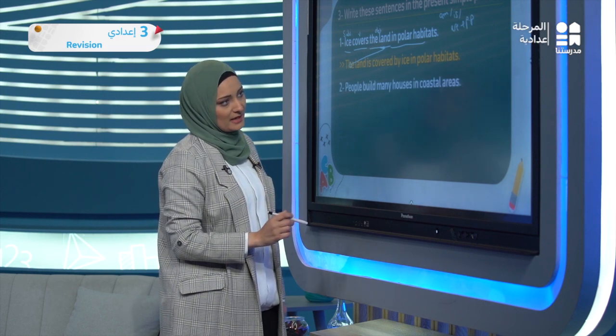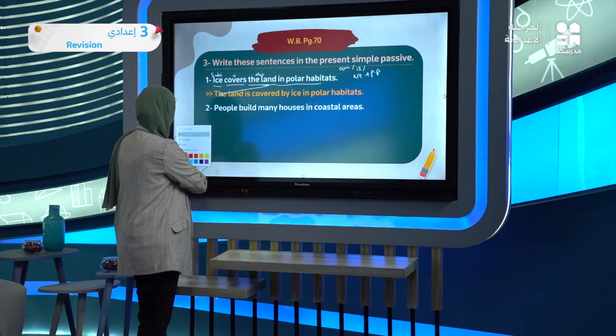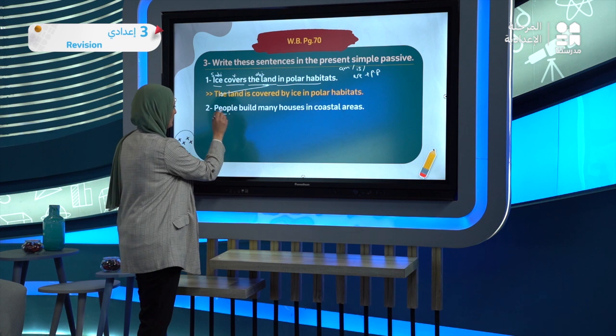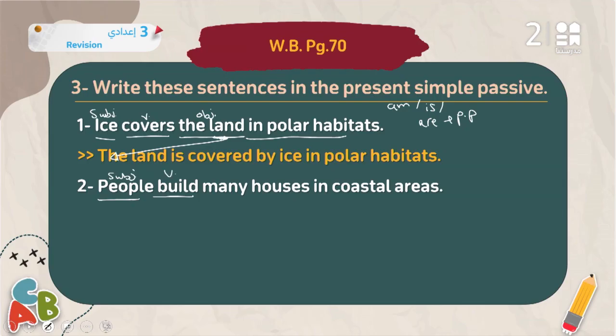People build many houses in coastal areas. هنا برضو the same thing. People is the subject. The verb is build. What do they build? Many houses. So I'm going to start with many houses. Many houses طبعا plural. فهقول are.